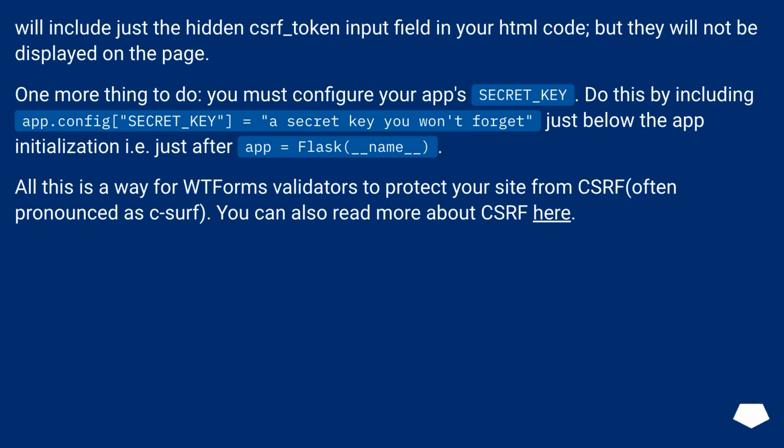Do this by including app.config['SECRET_KEY'] equals a secret key you won't forget, just below the app initialization, i.e. just after app = Flask(__name__). All this is a way for wtforms validators to protect your site from CSRF, often pronounced as sea-surf. You can also read more about CSRF here.